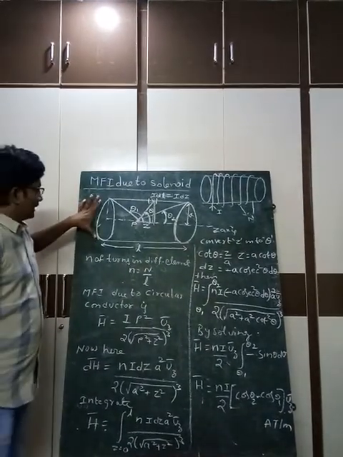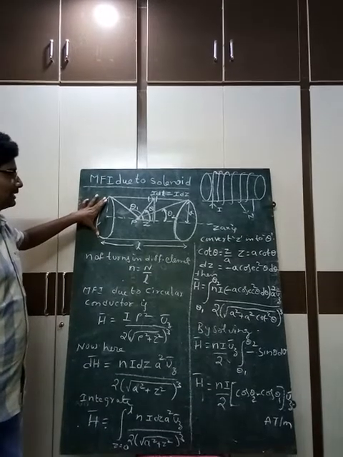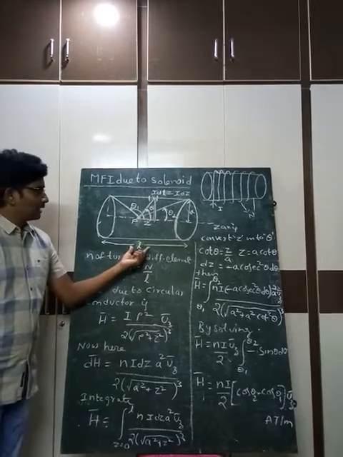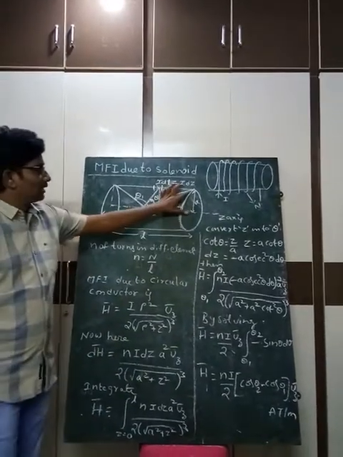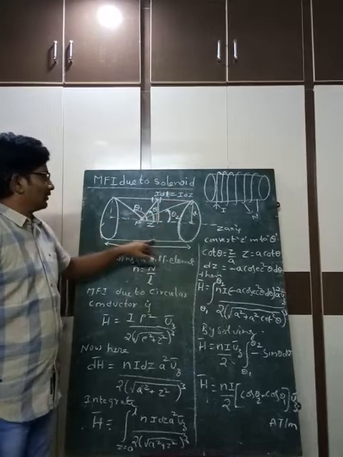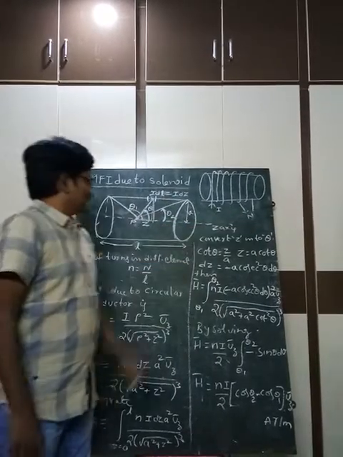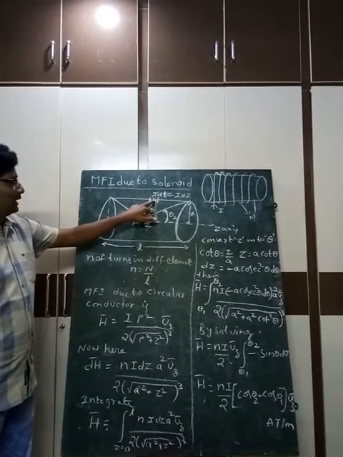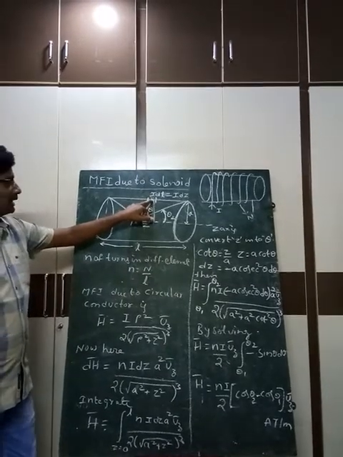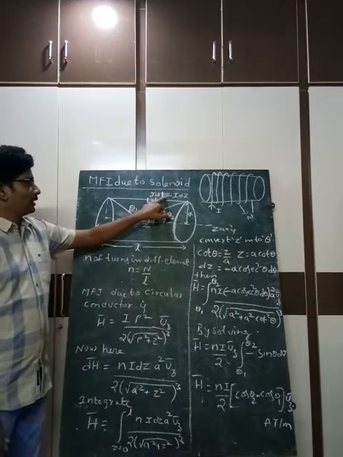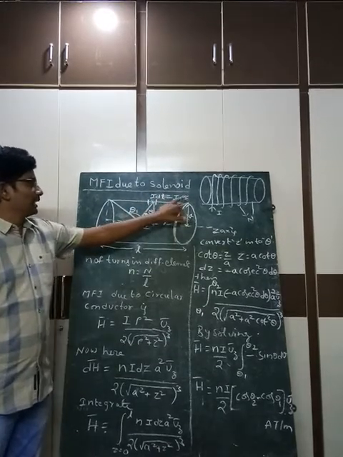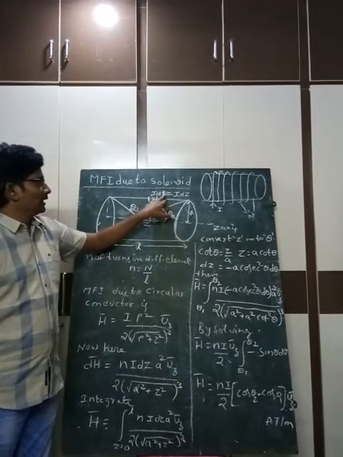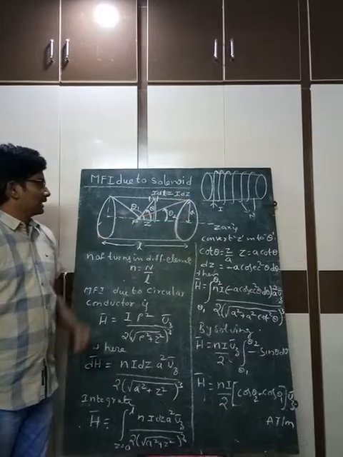So let us consider a solenoid whose axis is along the z-axis. Let the length of the solenoid be small l meters, the radius of the solenoid be small a meters, and the number of turns on the solenoid be capital N. Consider a differential element on the solenoid; the current flowing through this differential element is I dl. It is also equal to I dz, because this differential element is considered along the z-axis, so I dl can also be written as I dz.